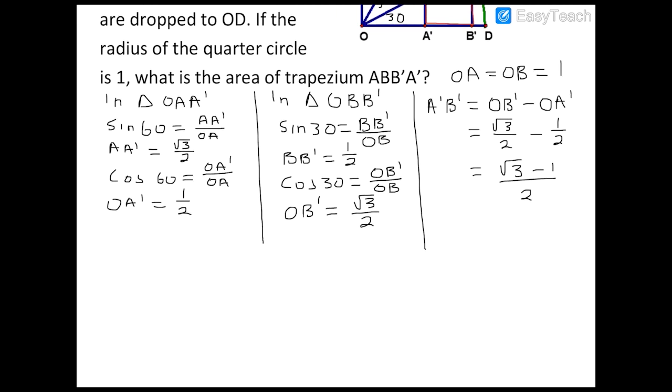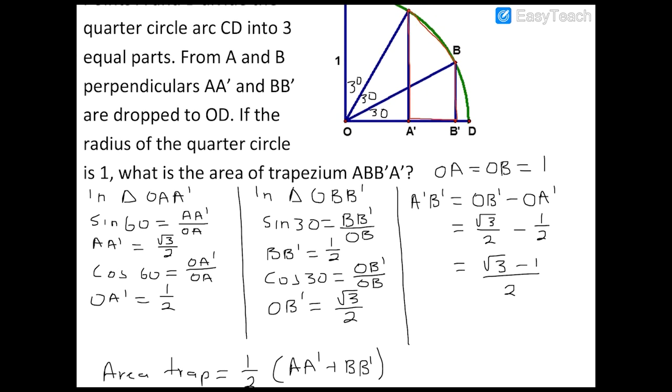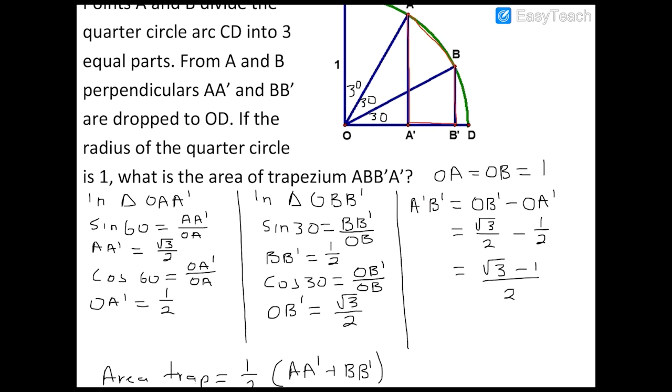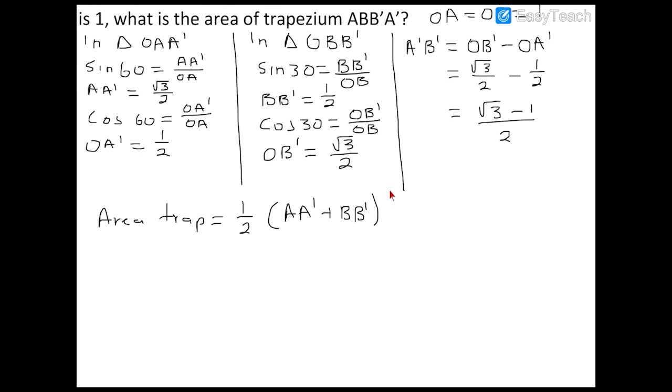Now we can plug in all the information we have, because the area of that trapezium would be equal to half times AA prime plus BB prime. Those are the parallel opposite sides, AA prime and BB prime, and the perpendicular height is what we found here, A prime B prime. So that is multiplied by A prime B prime.